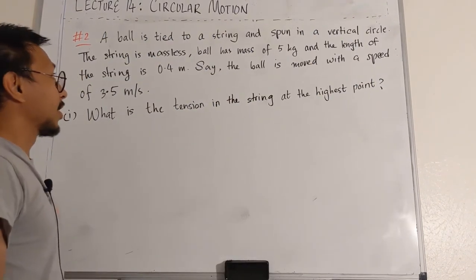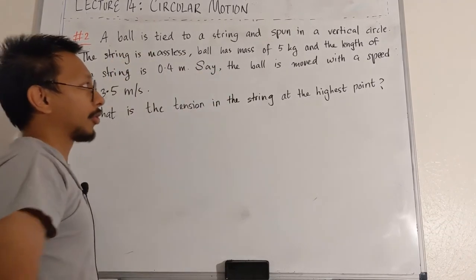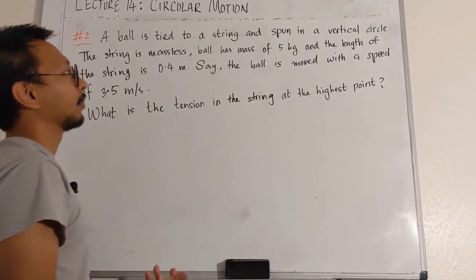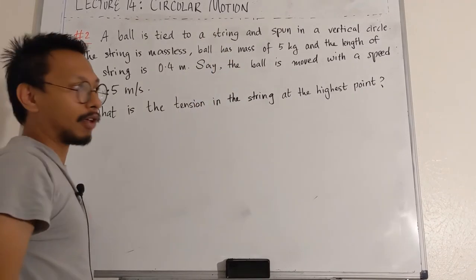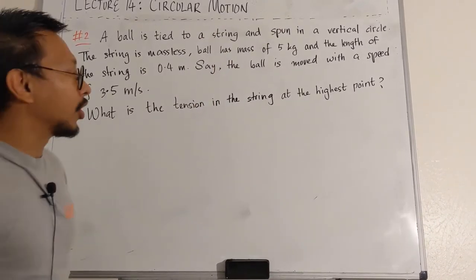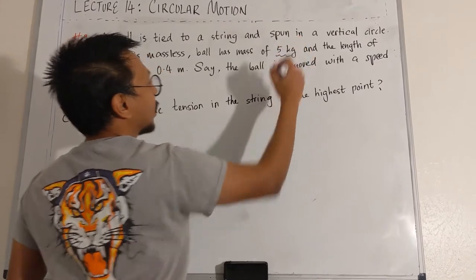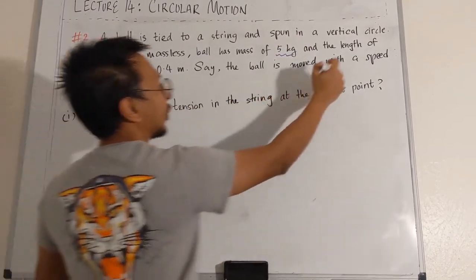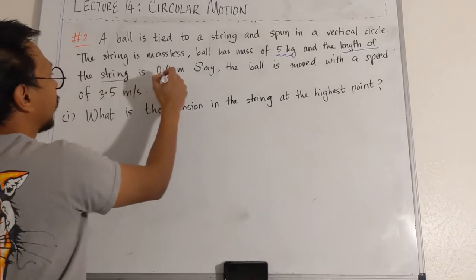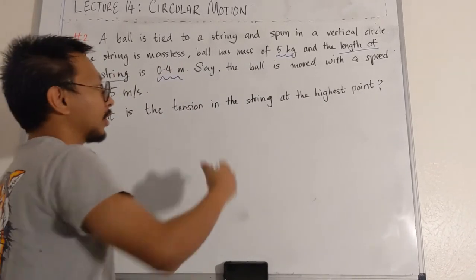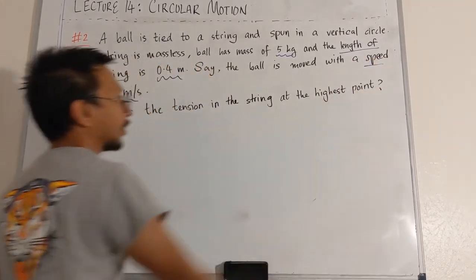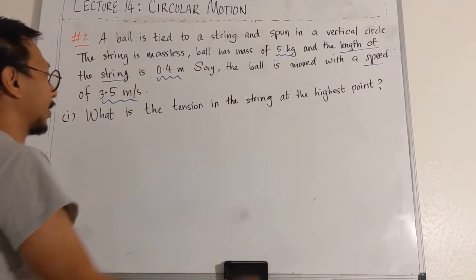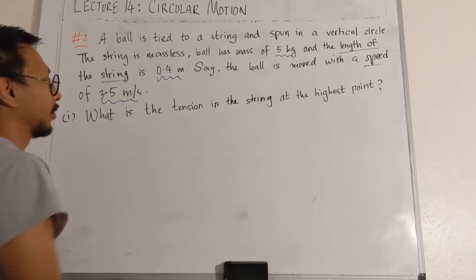Alright, let's look at another example. Here we have a ball tied to a string and spun in a vertical circle. The string is massless, and so we will consider it not having a weight. The ball has a mass of 5 kilograms, so let's note down what we know. The ball's mass is 5 kilograms and the length of the string is 0.4 meters. Say the ball is moved with a speed of 3.5 meters per second. This is the speed at which the ball is spun on that vertical circle.